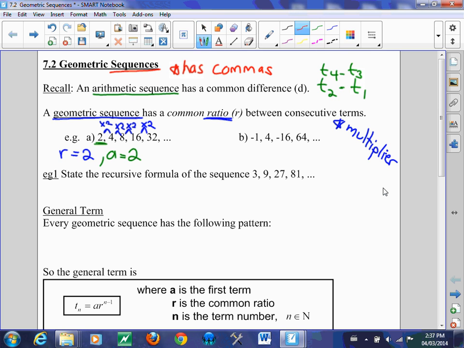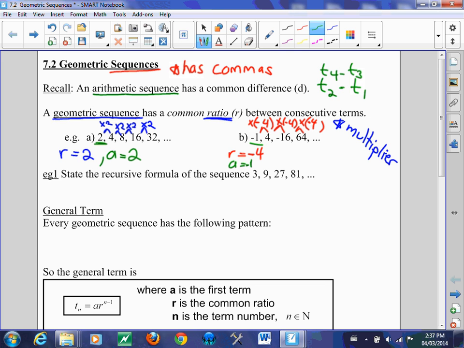Second example: be careful here when you've got one term positive, next term negative, one term positive, next term negative, etc. You've got to watch your signs. If it's changing from positive to negative, we know the ratio has to be negative. We're going to be multiplying each by negative 4: times negative 4, times negative 4, and times negative 4. So in this case, r equals negative 4. And looking at our first term, a equals negative 1.